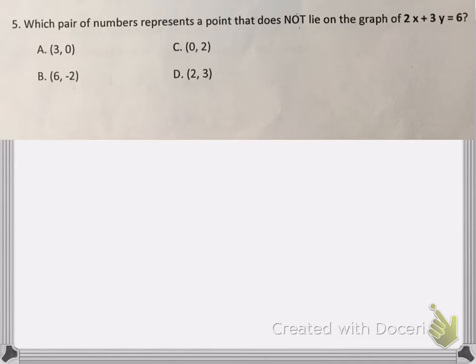All right, question 5. Which pair of numbers represents a point that does not lie on the graph of 2x plus 3y equals 6? Another easy one. You are basically just going to plug and chug, where you're going to take all of the coordinates and just plug them in one by one to the equation and see which one works. Plug and chug to check.